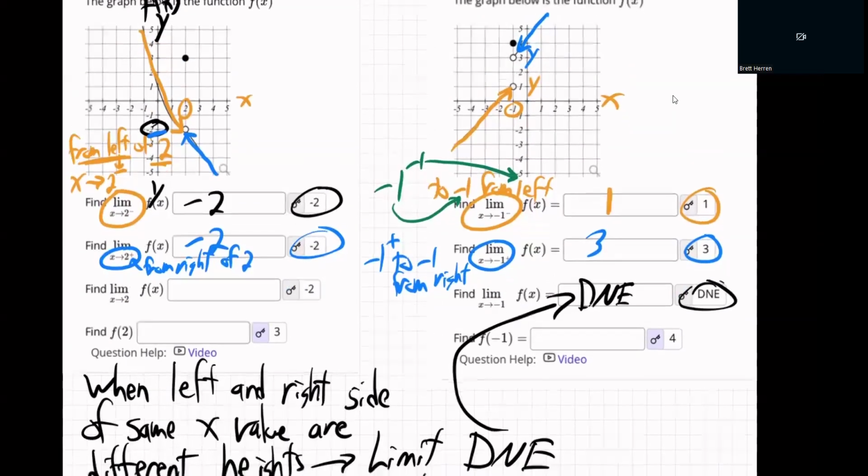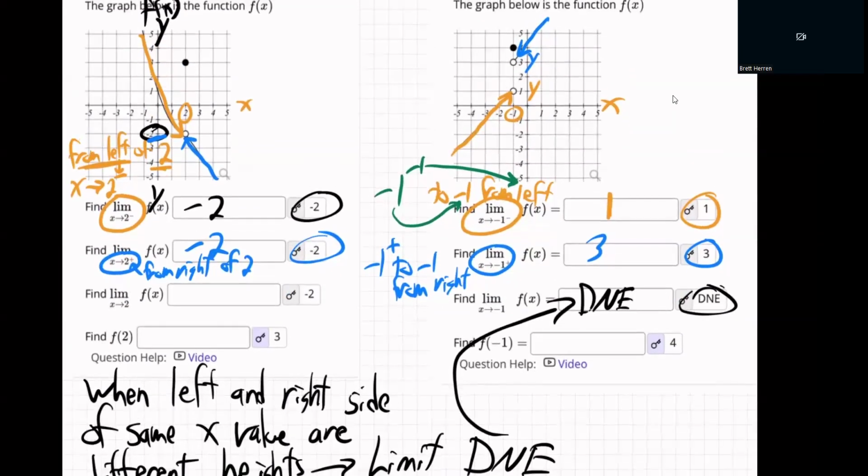Whereas over here, you see, the left side and the right side of x is 2 are both hitting at the same height of -2. So this one is an answer of -2. So when the left side and the right side answers are the same, then that's the limit at that point.